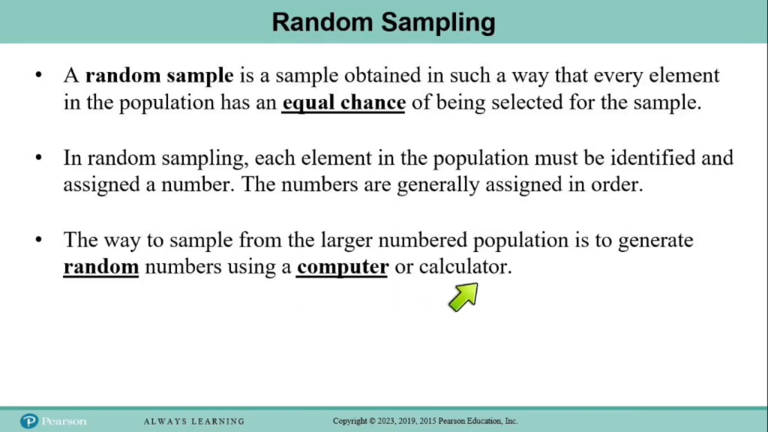computer or a calculator. You know, if you just had a small population, like maybe less than 50 people, you could just put names in a hat and draw names out of the hat, and that would be random. But with a large population, it's not practical to put everyone's name actually in a hat. So what we do is we number the list of all the people in the population, and then we use a computer or calculator to randomly choose some of those numbers.